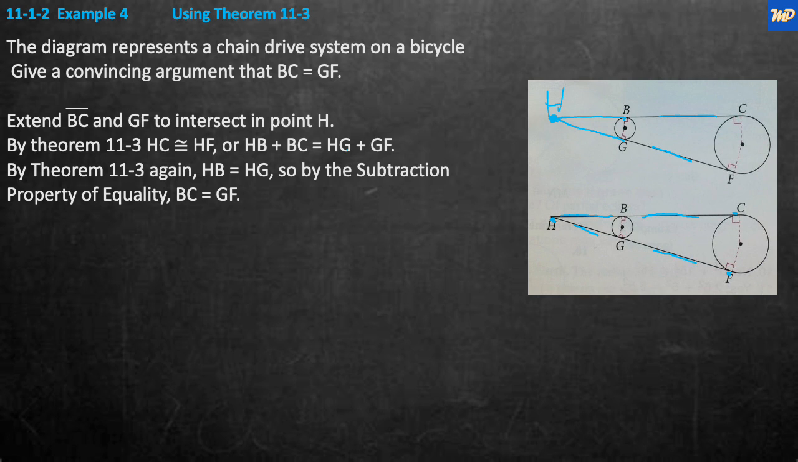And by Theorem 11-3, again, HB is equal to HG, because of 11-3. So by the subtraction property of equality, since these two long lines are equal, and we subtracted two equal lesser lines from them, the remaining pieces have to be equal. BC must equal GF.